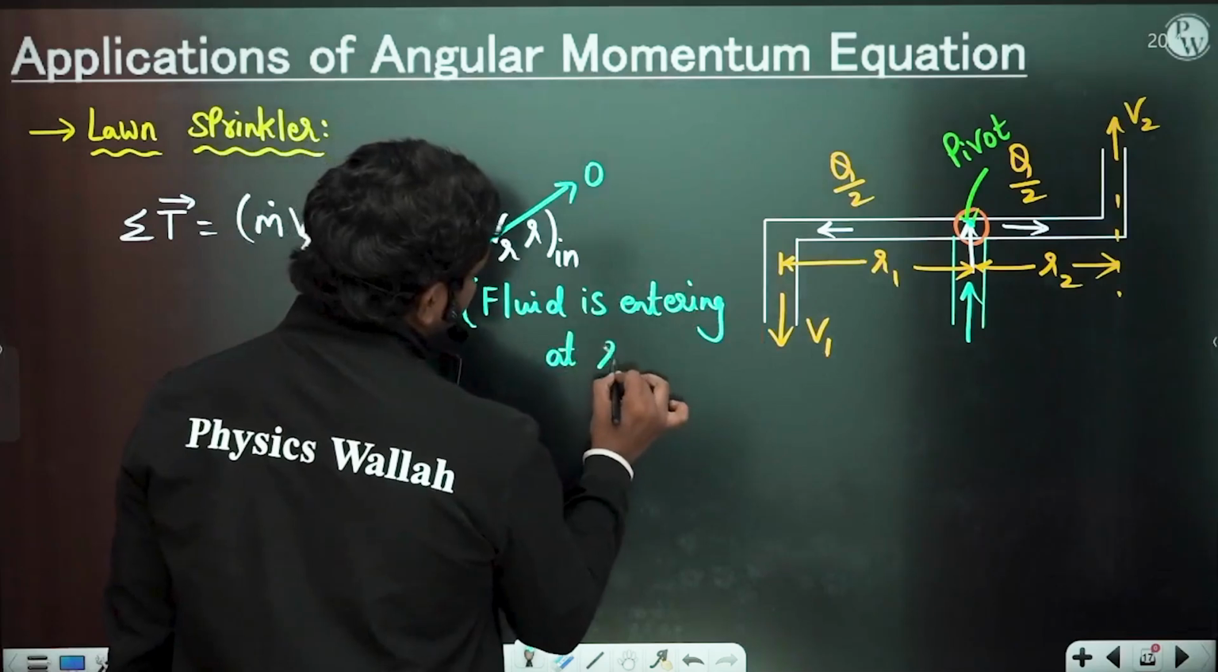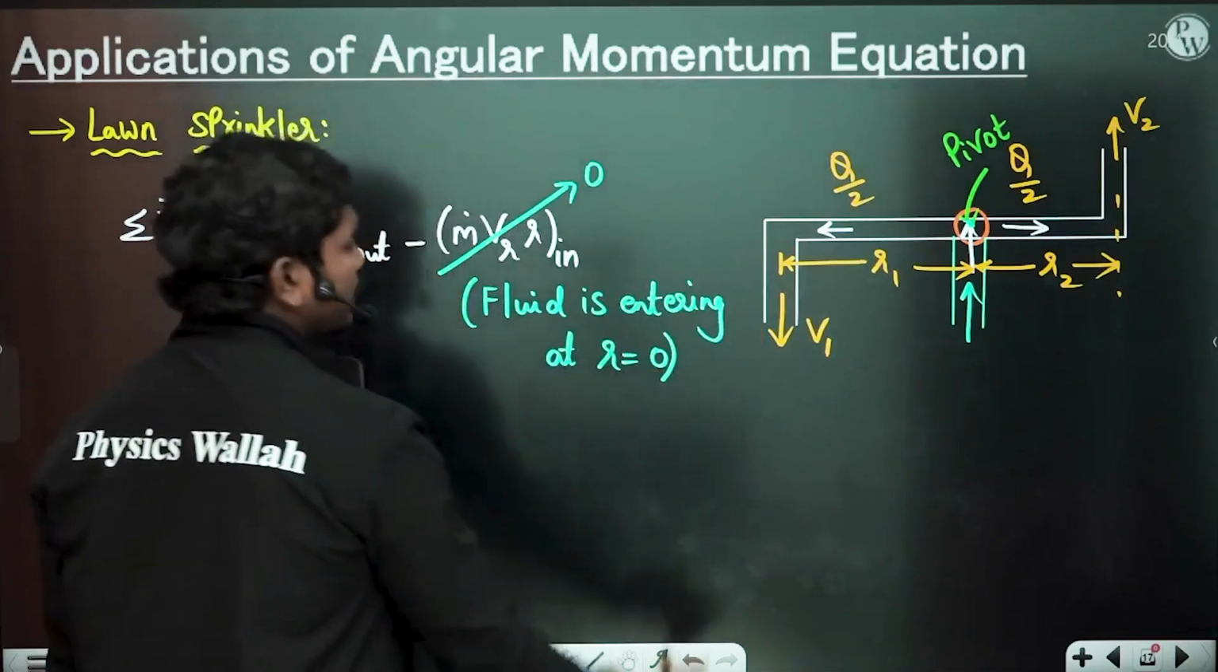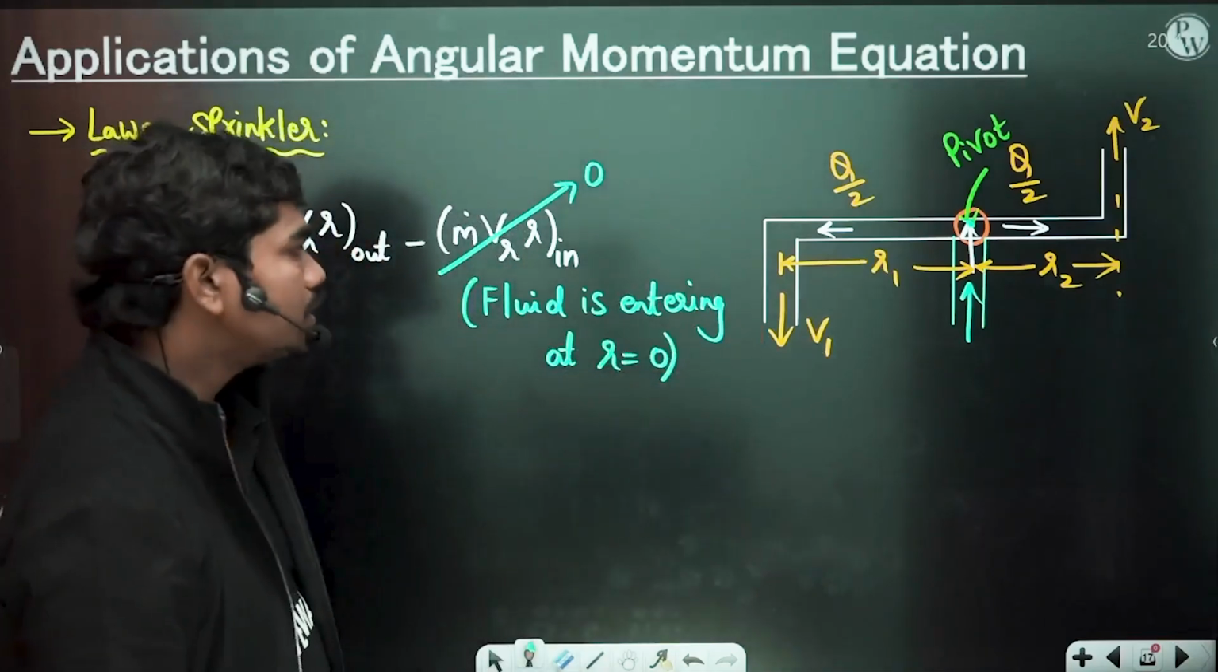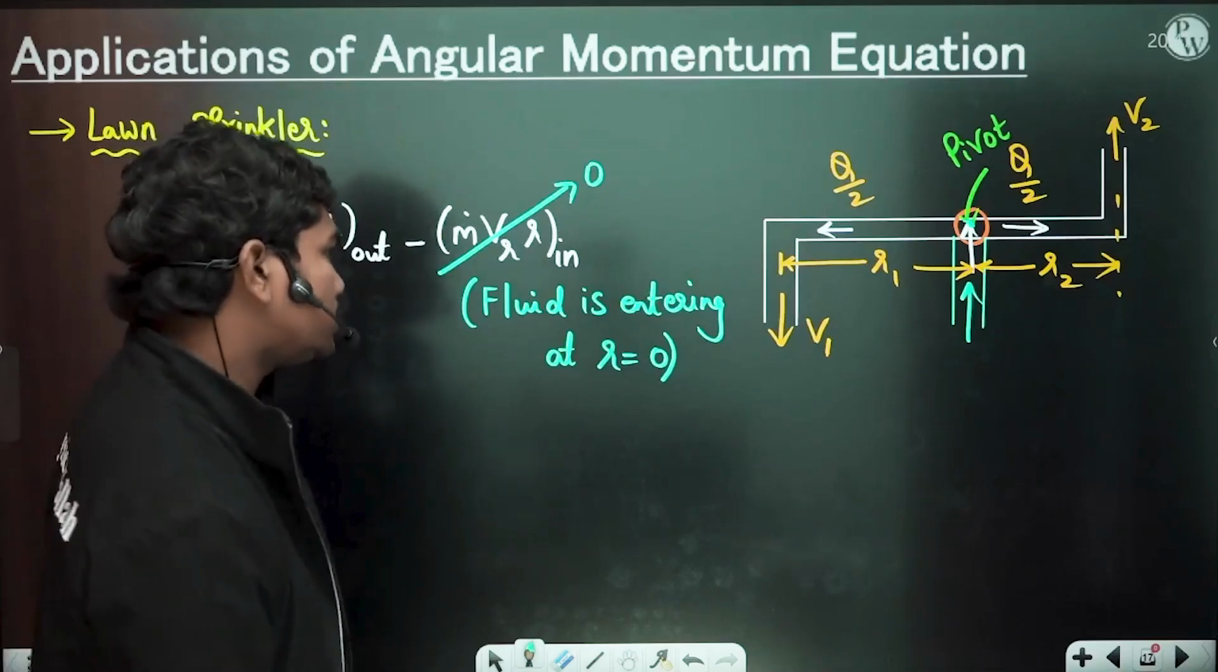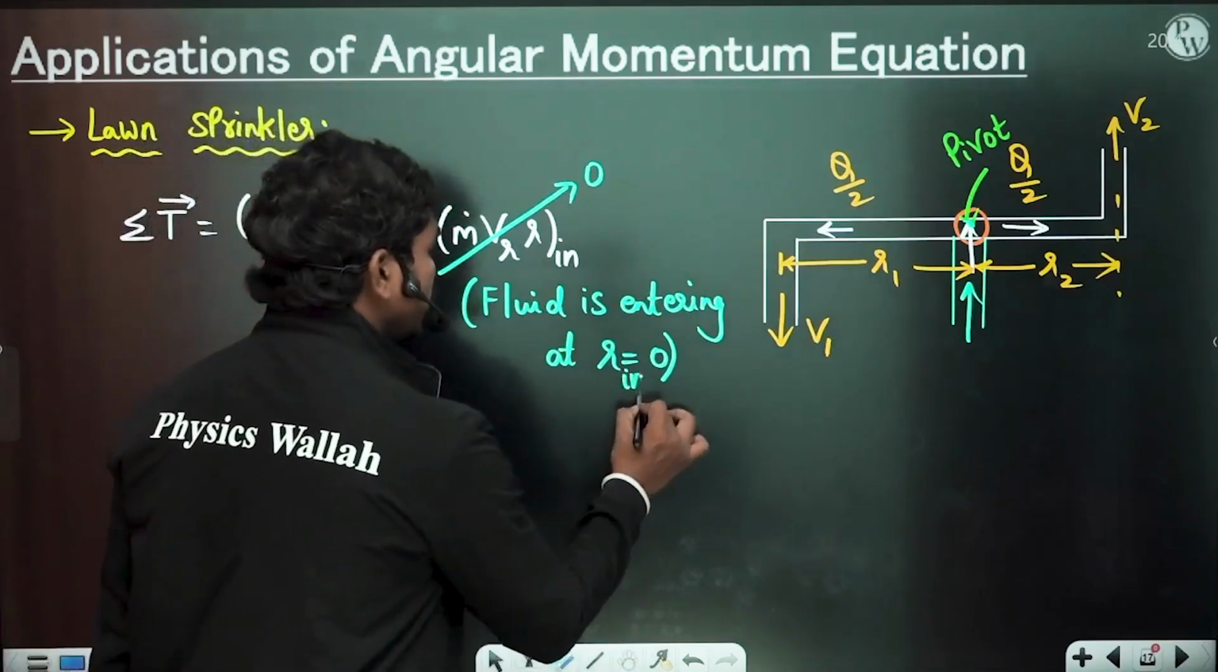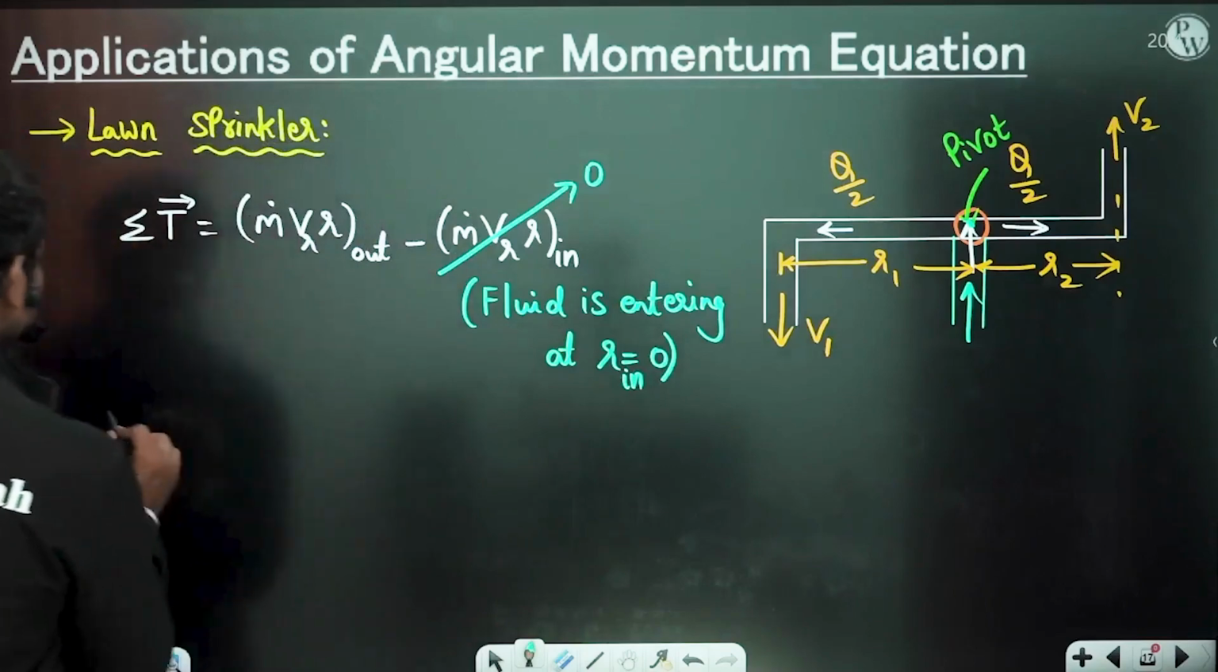because fluid is entering at R equal to 0. Clear? So fluid is entering at R equal to 0, so R inlet is equal to 0. Now this implies, see here.